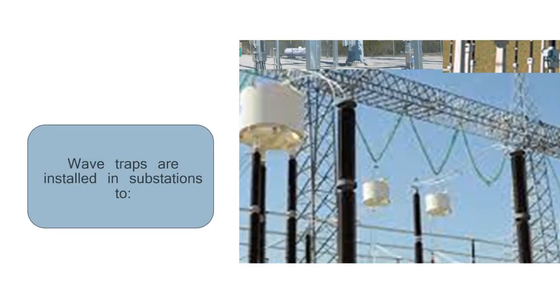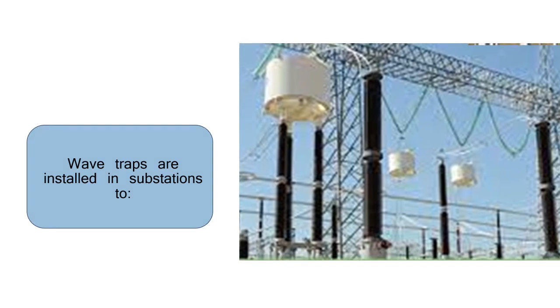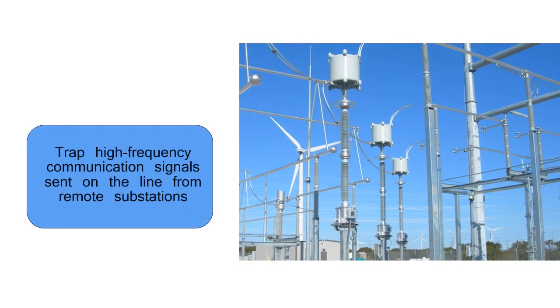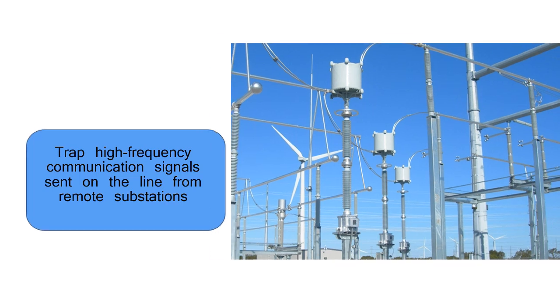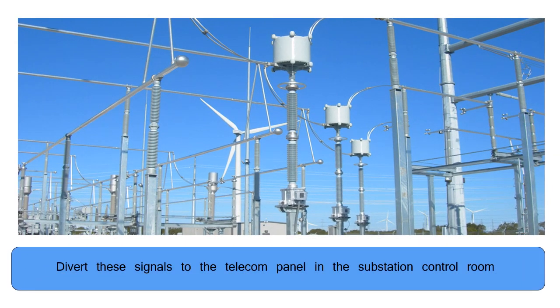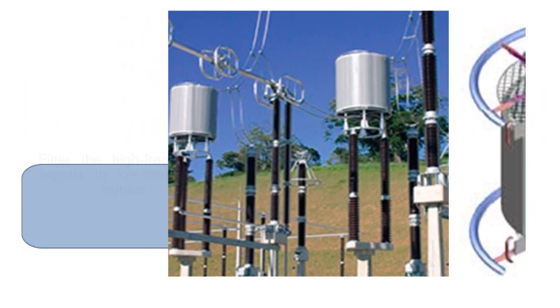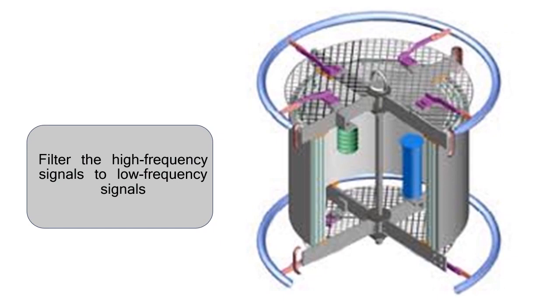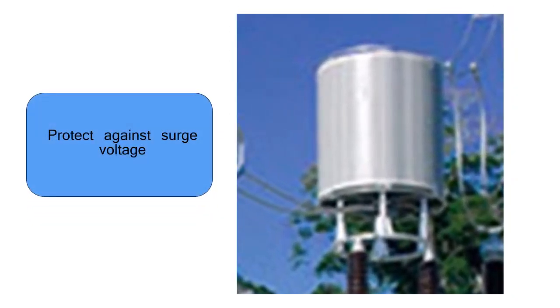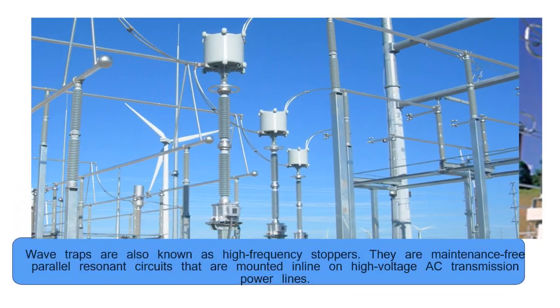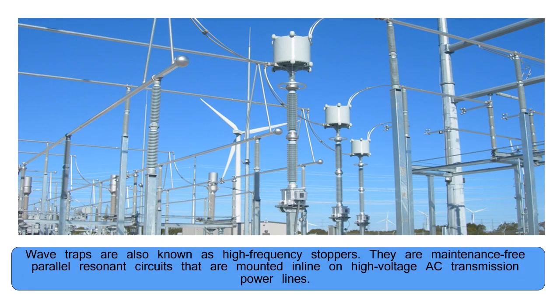Wave traps are installed in substations to trap high-frequency communication signals sent on the line from remote substations, divert these signals to the telecom panel in the substation control room, filter the high-frequency signals to low-frequency signals, and protect against surge voltage. Wave traps are also known as high-frequency stoppers.